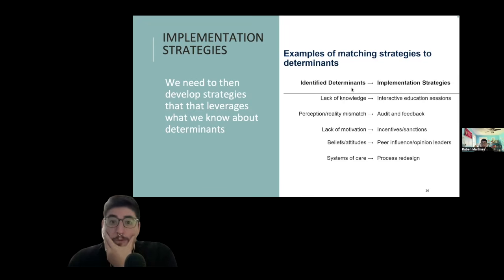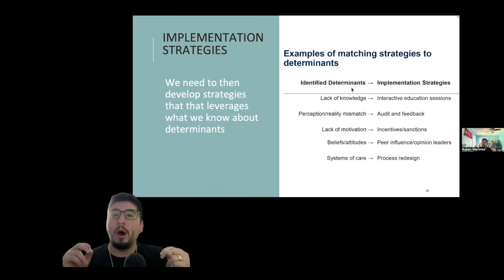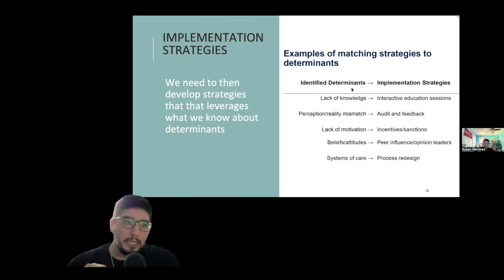So oftentimes what we see in really rapid improvement efforts is that the strategies are not well matched to the barriers, and there isn't really a good hypothesized connection for why that barrier would be overcome with that strategy. So, as an example of this, if your determinants are that you have a lack of knowledge, you want to do best practice interactive experiential educational sessions, right? That's a really nicely matched barrier.